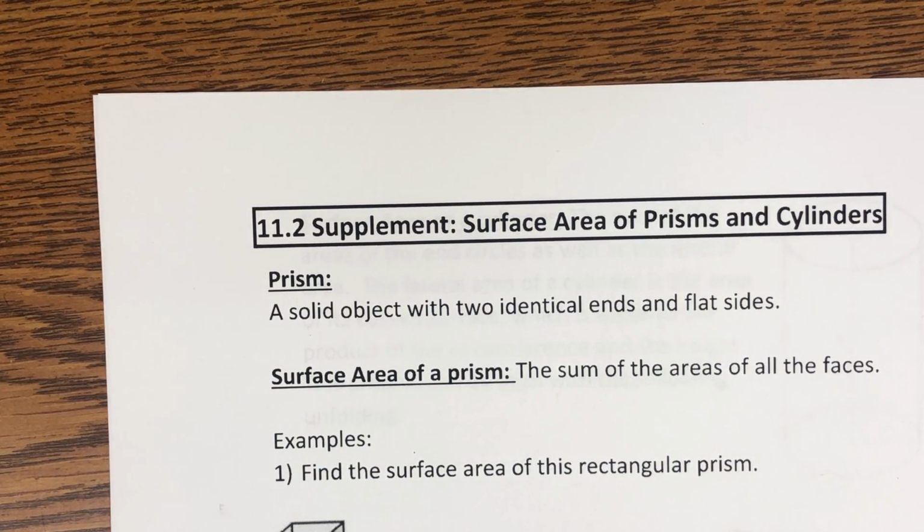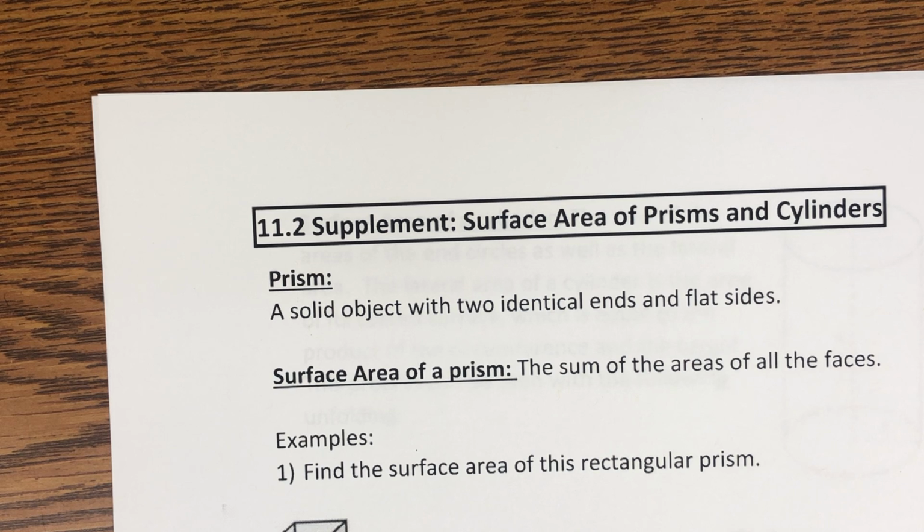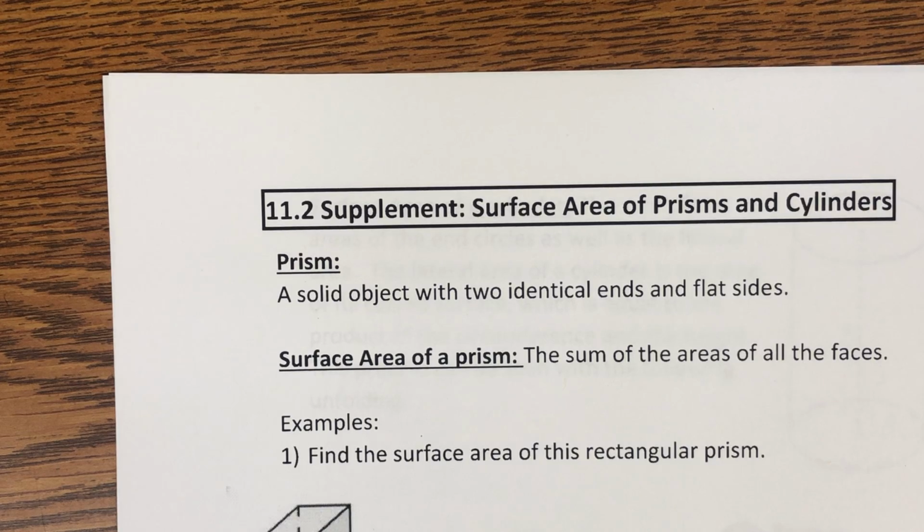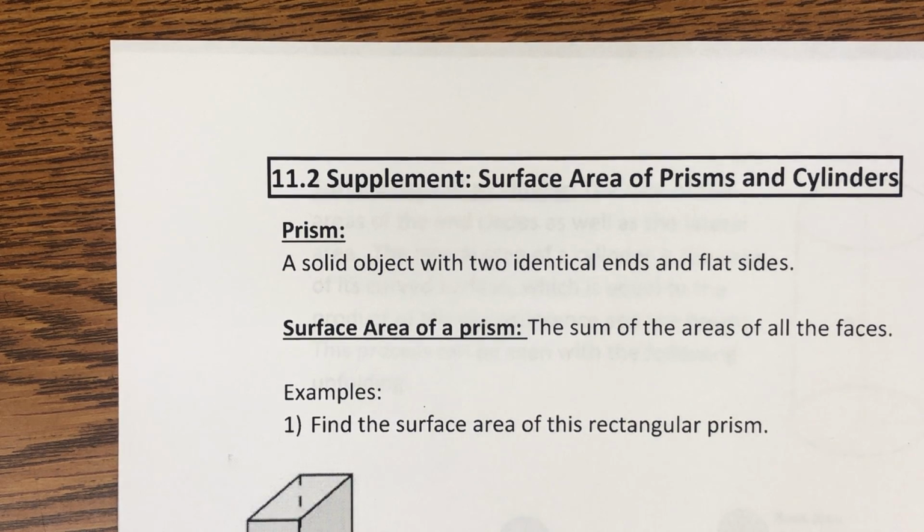This is a 11.2 supplemental video, and this really involves finding the surface area of prisms and cylinders. A couple key things here. A prism is a solid, so we're talking 3 dimensions now. This is our first look at a 3-dimensional figure, and it has 2 identical ends and flat sides.